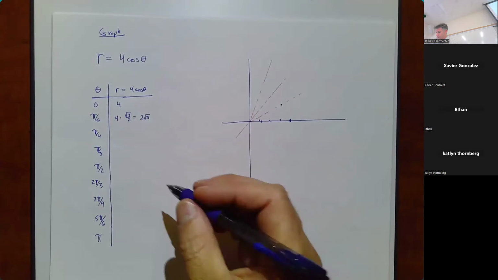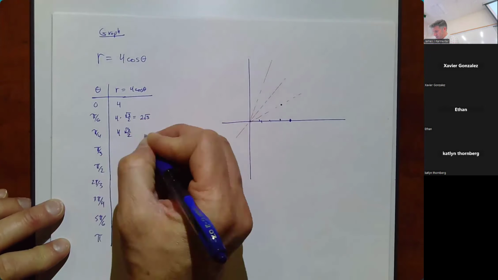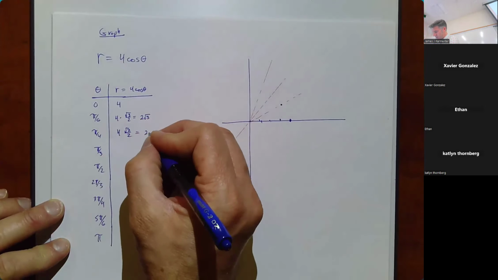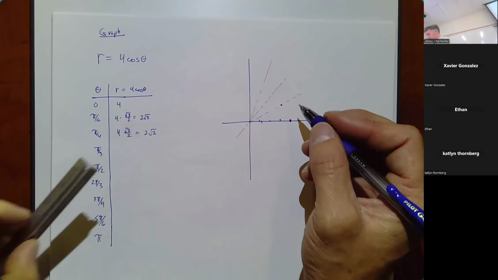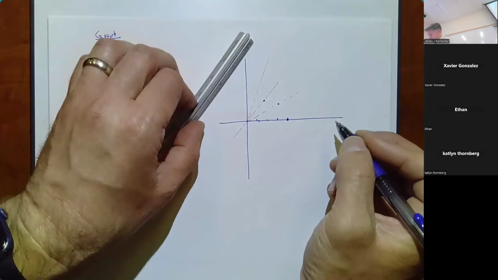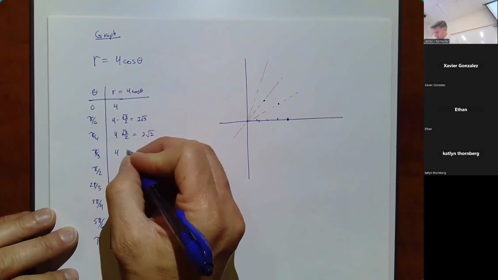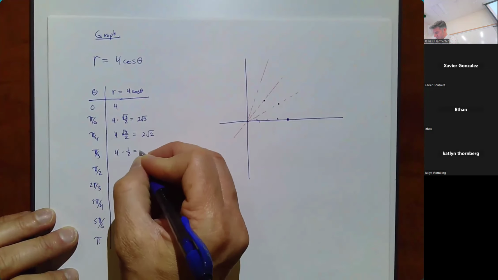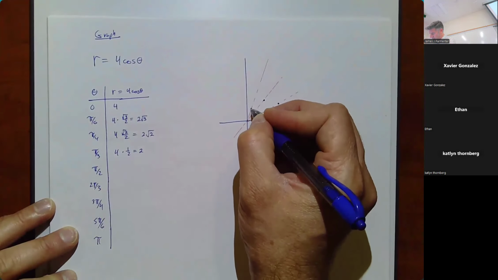Okay. Cosine of pi over 4 is root 2 over 2. So I get 2 root 2. Root 2 is about 1.4. 2 times 1.4 is about 2.8. So I'm going to go about right there. And then finally for pi over 3, 4 times cosine of pi over 3 is 4 times 1/2, which is just good old 2. So I'm going about 2 in that direction.